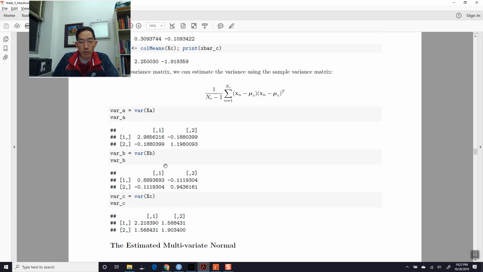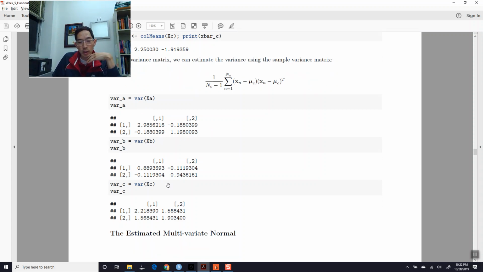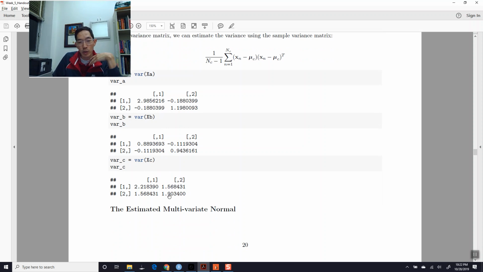So we do the same thing. We give XB, our 30 by 2 matrix, and we get a 2 by 2 variance covariance matrix, and we get this, and we do it for C as well.